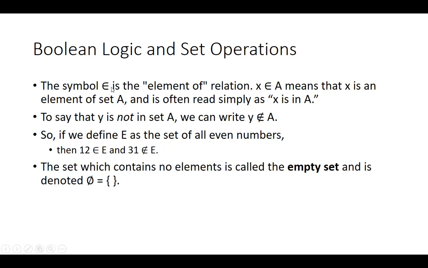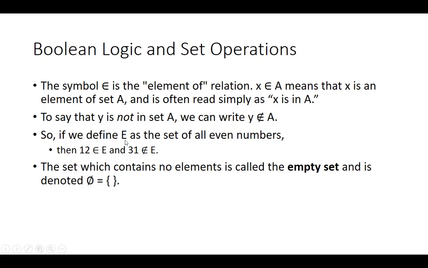The symbol ∈, this curvy E looking thing, is the element of relation. x ∈ A means that x is an element of set A and is often read simply as x is in A. To say that y is not in set A, we can write y and then our curvy E with a slash through it, A. That would be y is not in set A.